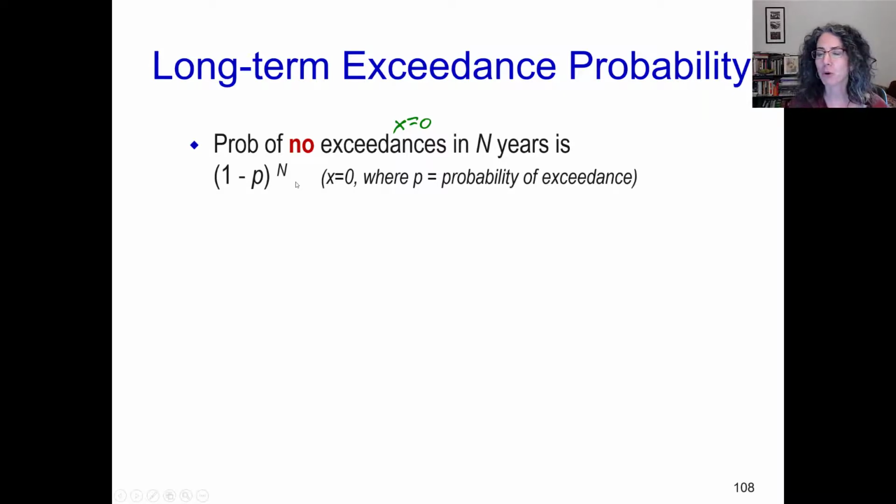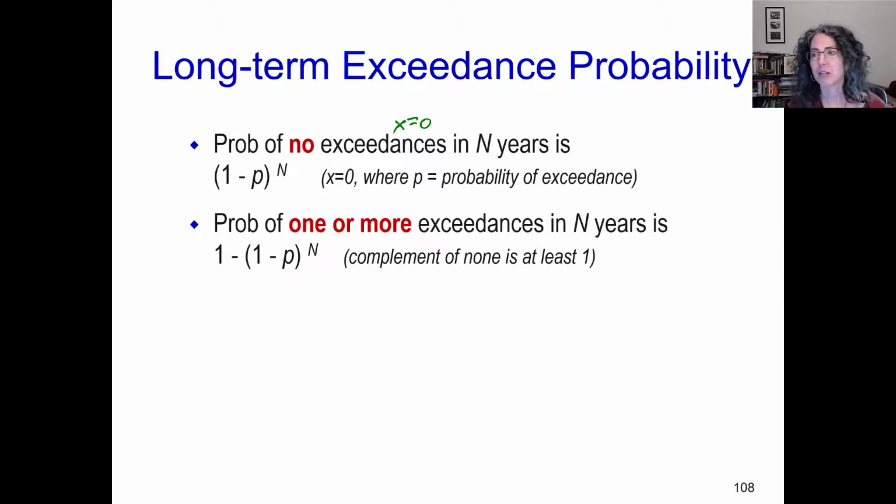And then the opposite or complement of no exceedances in n years is at least 1 exceedance in n years, meaning 1 or 2 or 3 or more exceedances. And so since that's the complement, the probability of it is just going to be 1 minus the probability of no exceedances. So we have 1 minus p to the n.